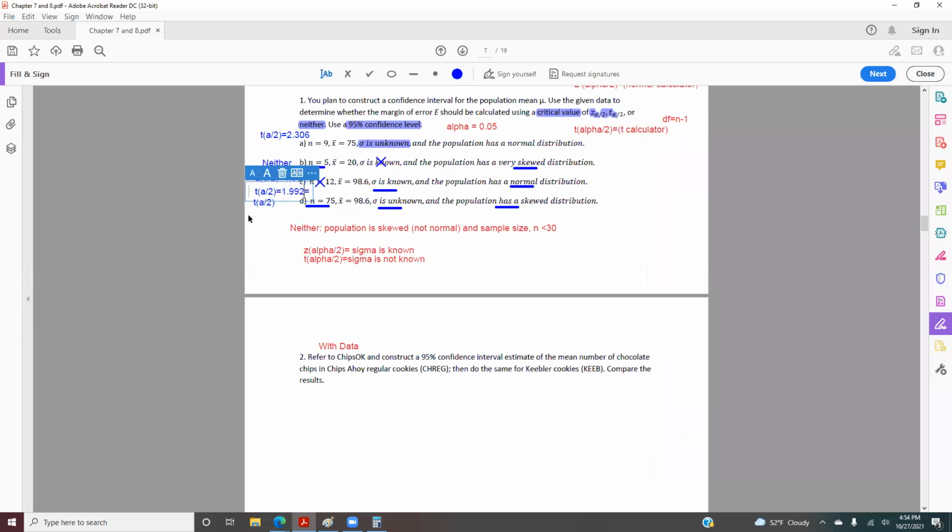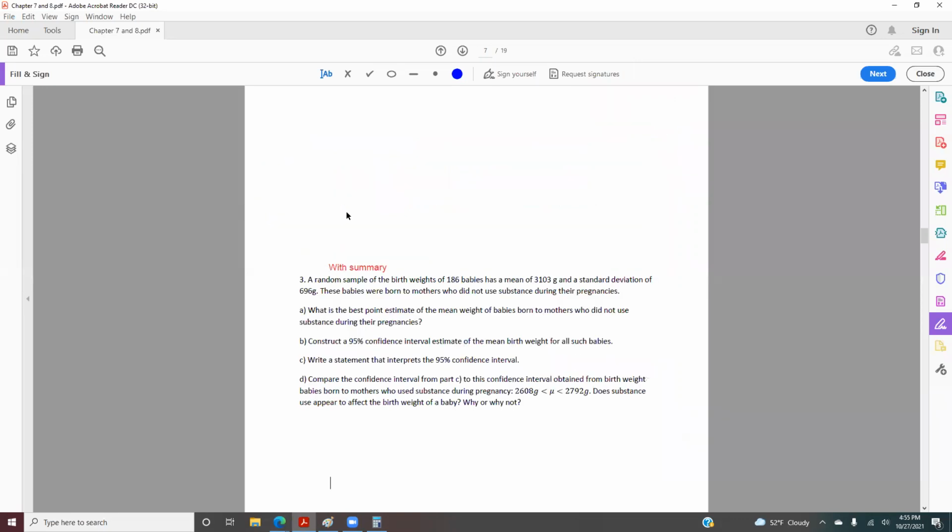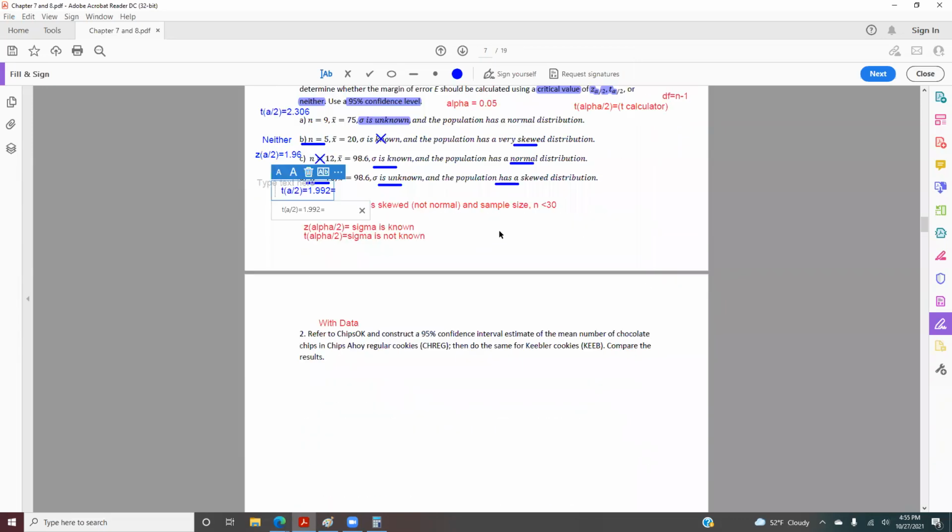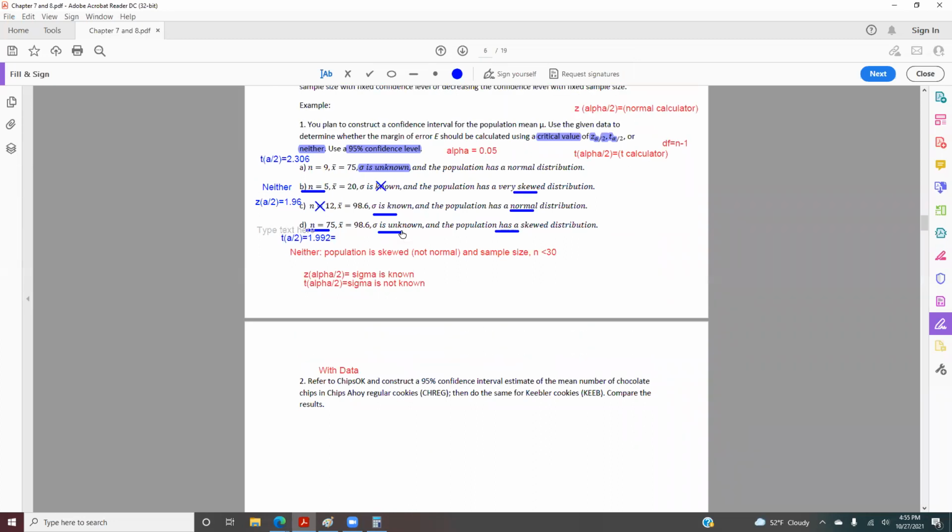So make sure you do, as I mentioned early on, find the neither one first. Check the neither condition first. That is what I want to say. Check the neither condition first, and then after that, check whether sigma is known or not, for the T or Z.